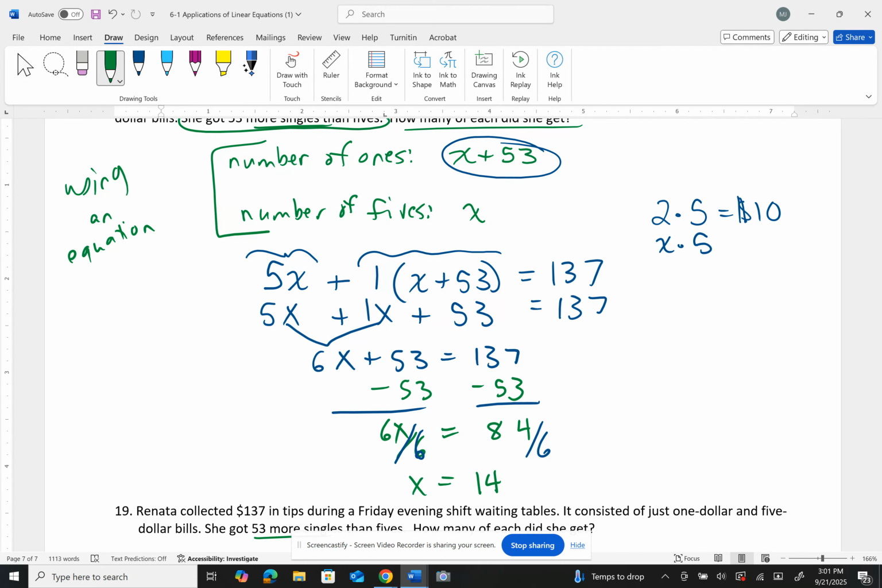So that 14 means 14 fives, right? Because the X was the number of fives. And then you can go on and find the number of ones by adding 53 to that. And that would wind up being 67 ones. And then make sure you put those numbers into the correct spot when Alex is asking you for them.